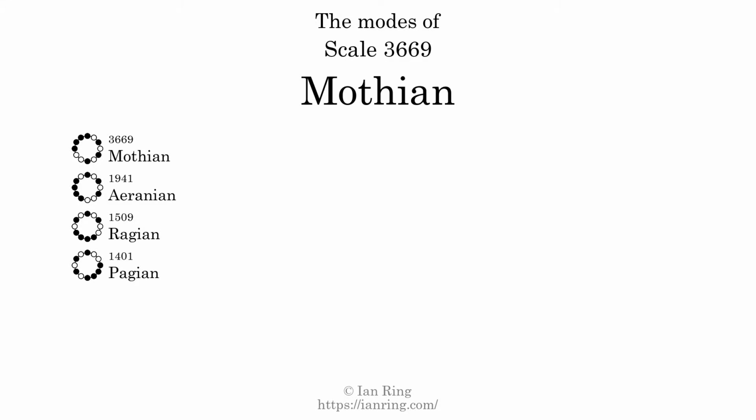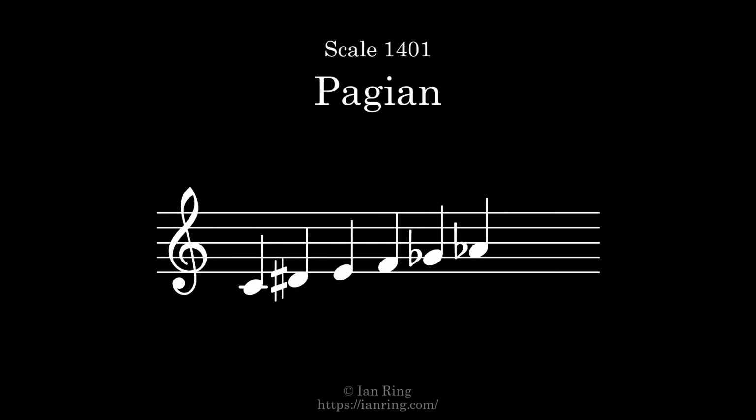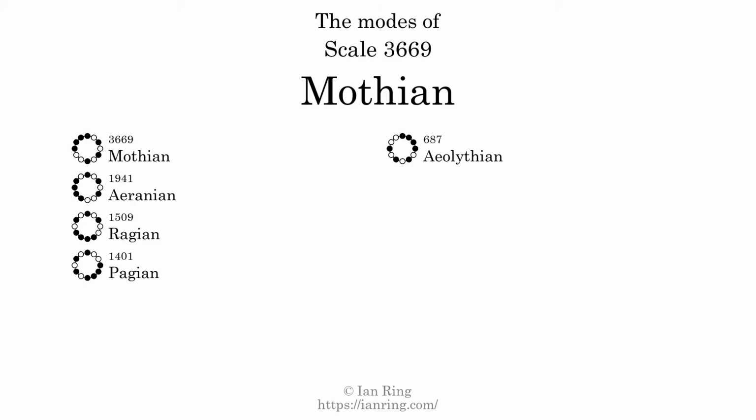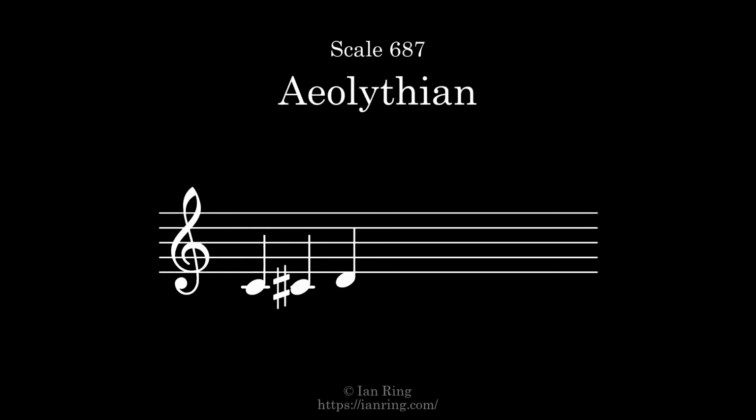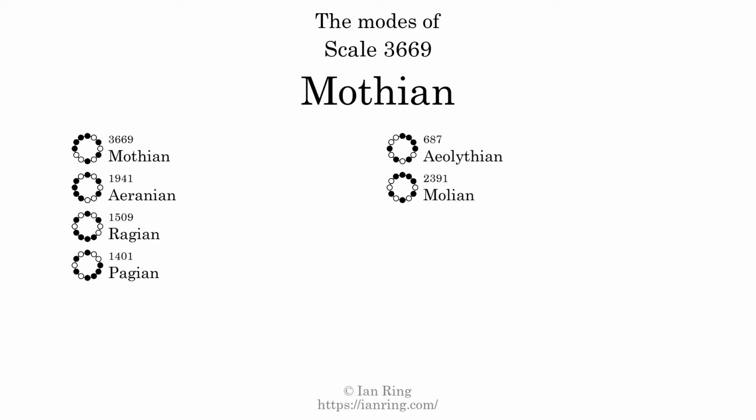The fourth mode is scale 1401, also known as Pagan. It sounds like this. The fifth mode is scale 687, also known as Mothian. It sounds like this. The sixth mode is scale 2391, also known as Mothian. It sounds like this.